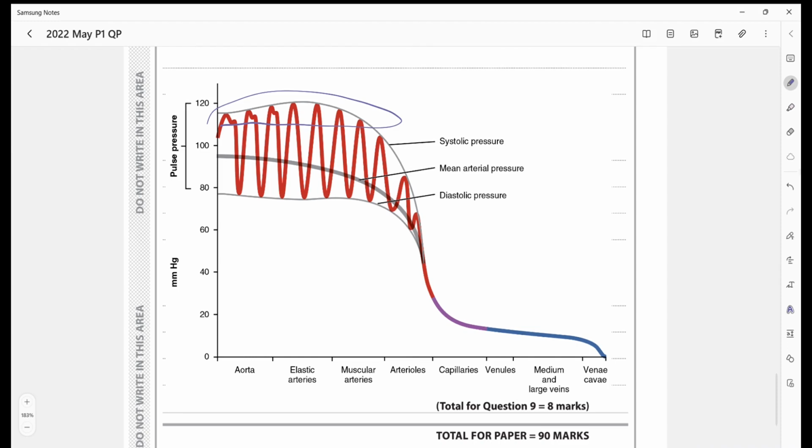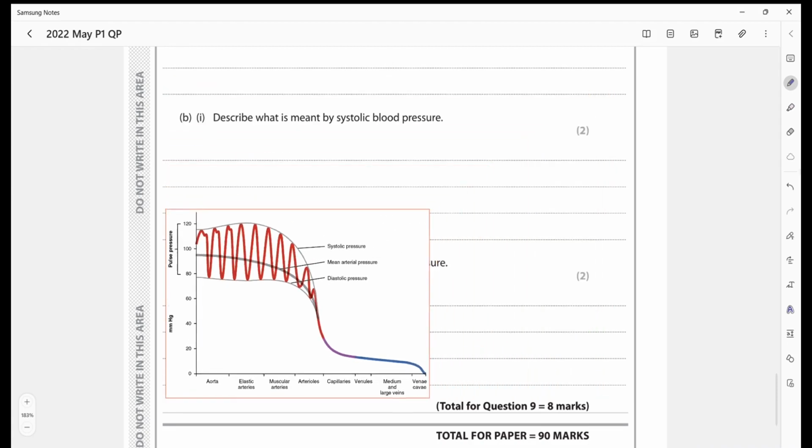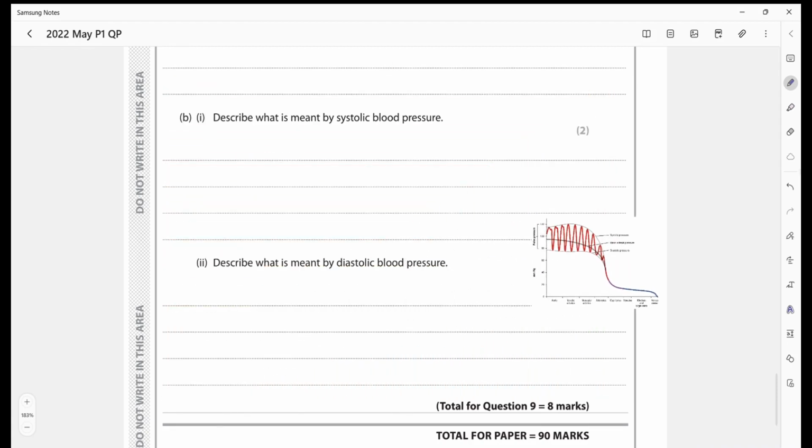And we refer to them as systolic pressure, right? And when our ventricles are relaxing, it causes the drop in pressure, so that would be diastolic pressure. So let's write that down in the answers.